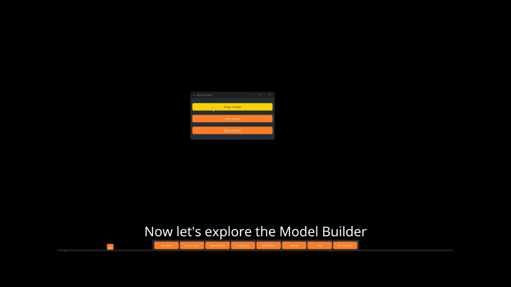Now let's explore the Model Builder windows, which form the model workflows. At the center is a lightweight launchpad with buttons to open, design, train, or merge windows. The Design Model window provides a full visual design environment with a scene inspector and info panel offering real-time validation and component inspection.